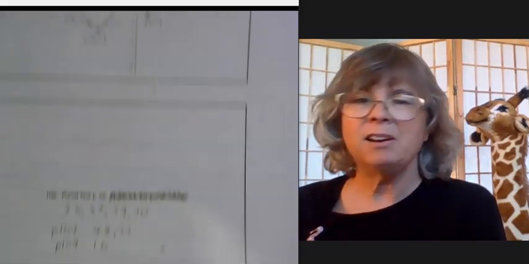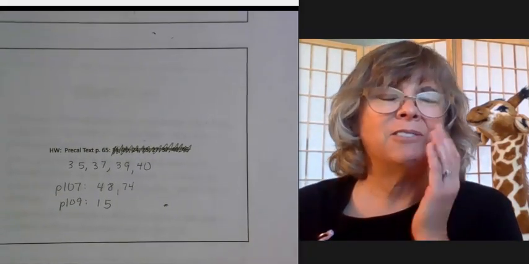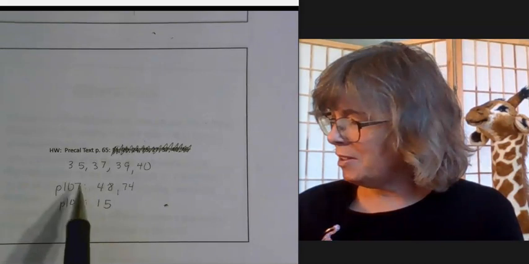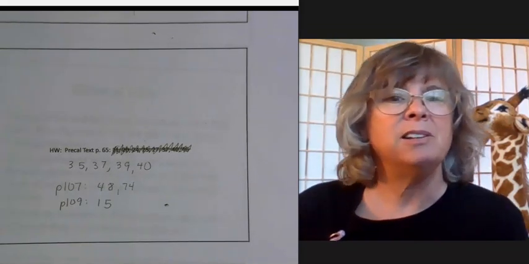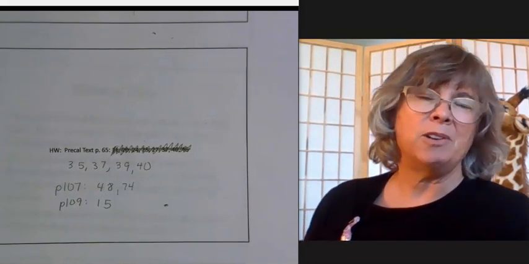For homework tonight, since I printed it out, I've changed it. So these are the problems. Pre-Cal text, page 60, 65, and then page 107 and 109.